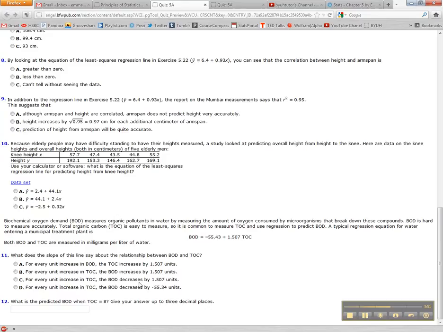So now that I've explained that, which one do you think would be the answer? I would imagine from my explanation that for every unit increase in TOC, the BOD increases by 1.507 units. All right, that's it.